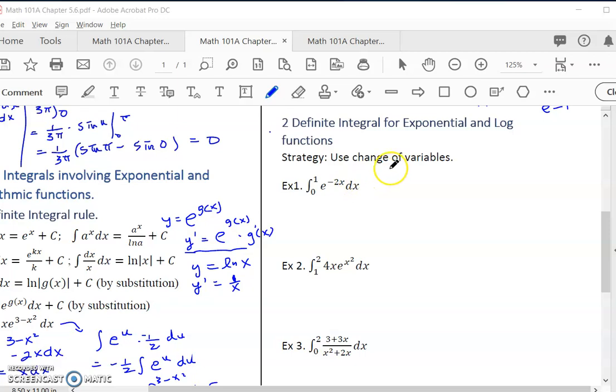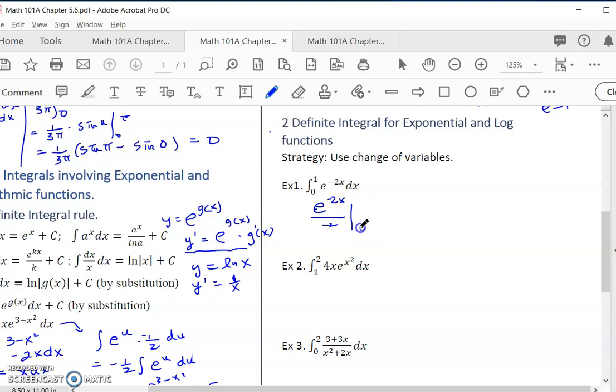The strategy is whenever you see something in the e, that would be a good candidate for being u. And if you have a denominator with nothing, not a square or root, then this would also be a good candidate for u that would end up in ln. So the first one, we don't need to do u because it's just kx. So the integral would be e of negative 2x over negative 2, right? So it's just a basic integral formula.